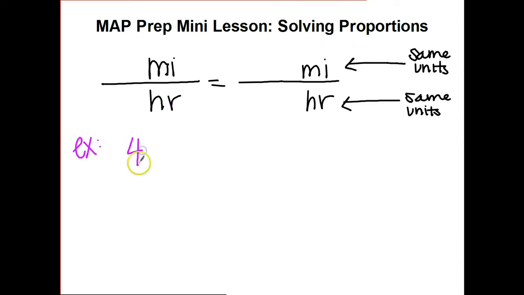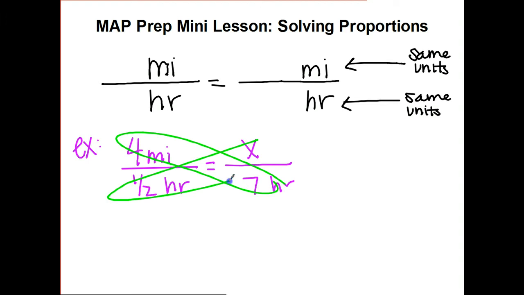If I go, I don't know, 4 miles in 1/2 of an hour, how many miles do I go in 7 hours? The way you solve this is by using your cross multiplication. So I would have 1/2, which is very easy to write as 0.5, and that's easier to divide by. So if I have 0.5x equals 4 times 7, 4 times 7 is 28.